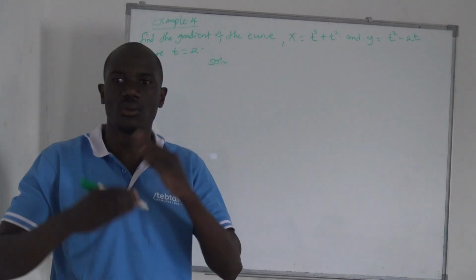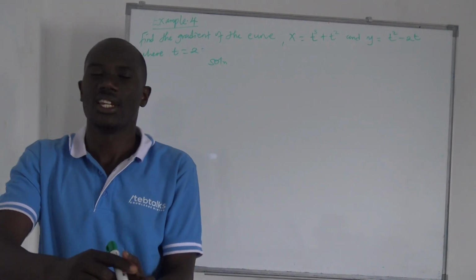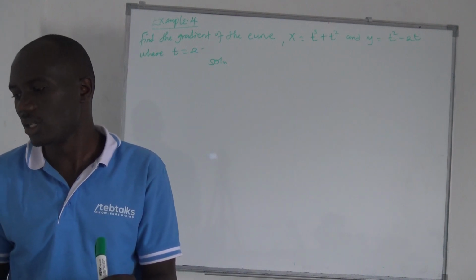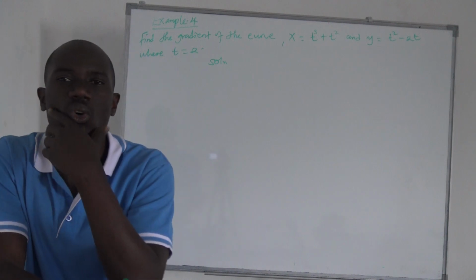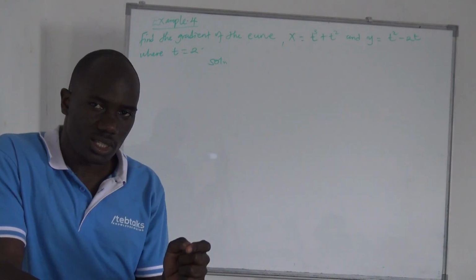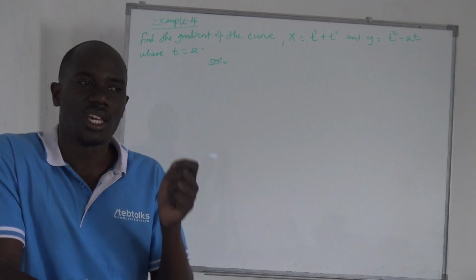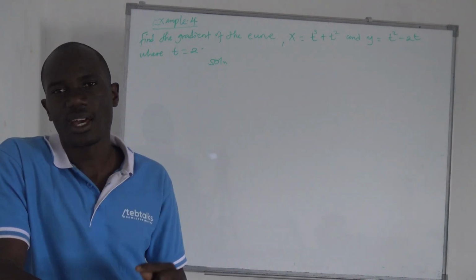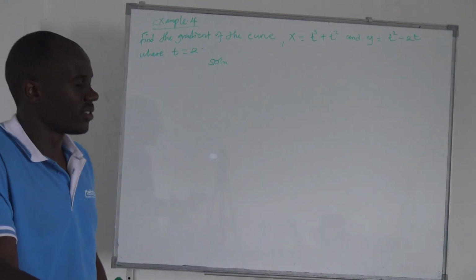So when they say find the gradient of the curve, they want you to get what we call dy/dx. And we say that dy/dx is the same as the gradient of that curve which is given to you. So after understanding that you are given parametric equations, and this time around you are given the value of t, what they want from you is to get dy/dt, also get dx/dt, then from there use the chain rule to get all those derivatives.